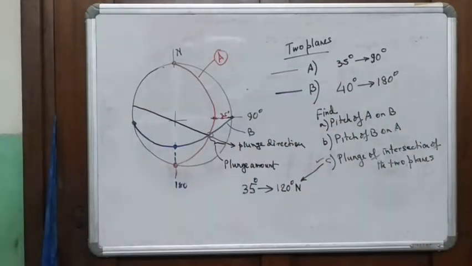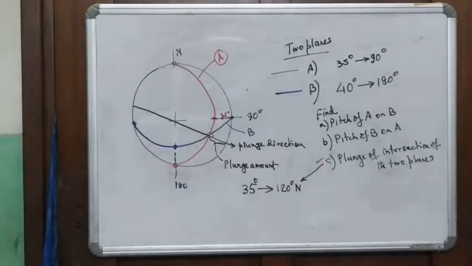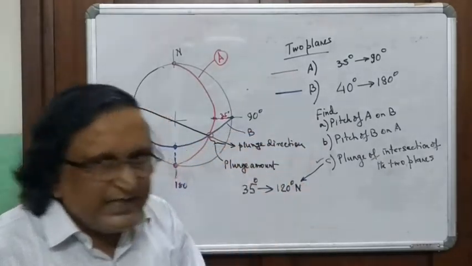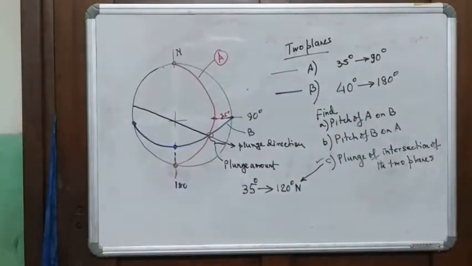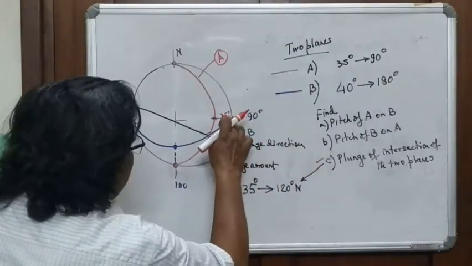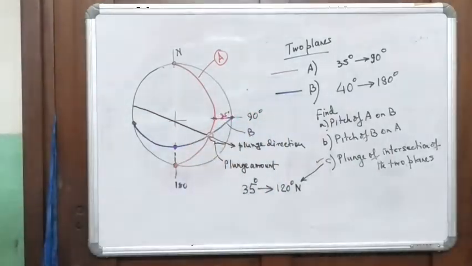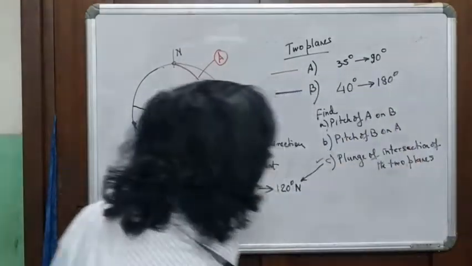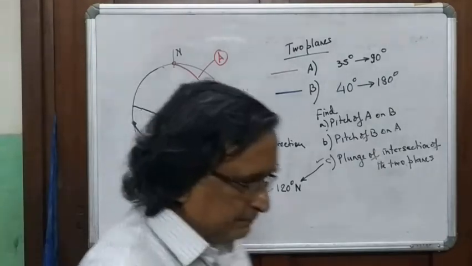Now, we come to the other question. See here. Be very, very careful as to what I'm doing. What does the first question say? What is the pitch of A on B? That means B is the plane. The plane that is important for question 1 is B, this plane. Pitch of A on B. That means this is the plane B, and it's finding out this angle.